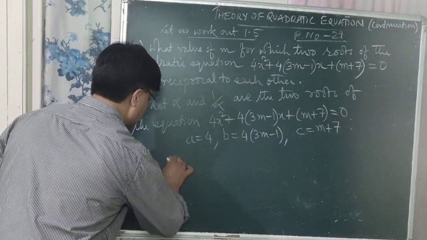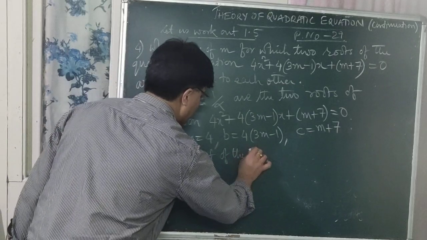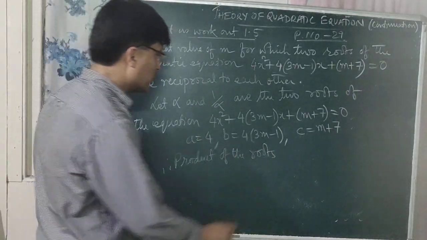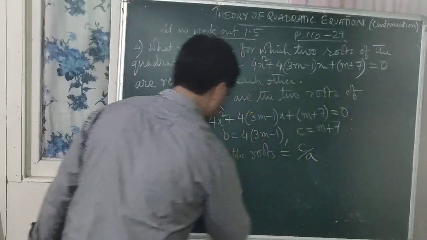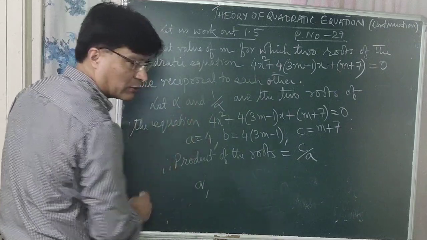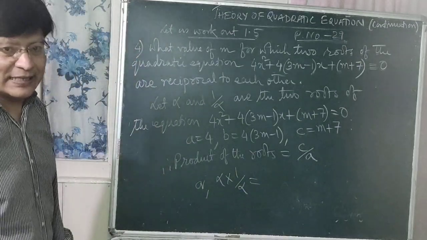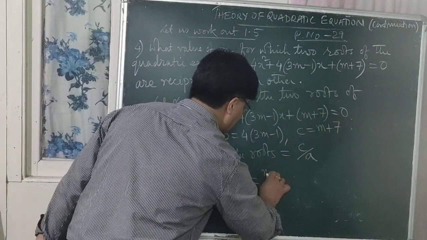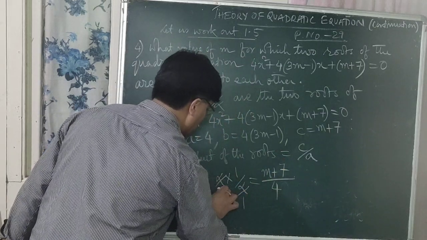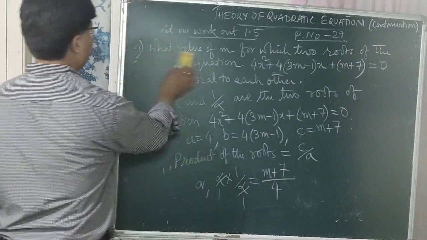Now write down product of the roots. So product of the roots, this is the easier formula to use. Product of the roots is equal to c by a. Now what is the product of the roots here? We have assumed alpha and 1 upon alpha. Esko product kati bhayo? Alpha into 1 upon alpha is equal to, what is c? C bhane kati cha? m plus 7 divided by, what is a? It is 4. So here alpha gets cancelled. You can cancel that alpha, right?